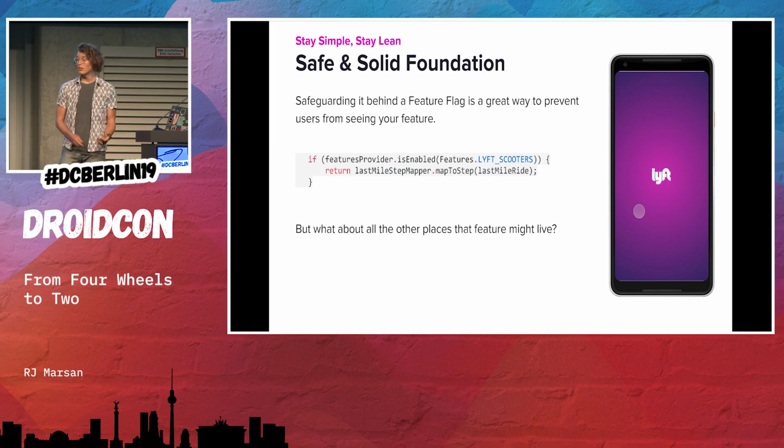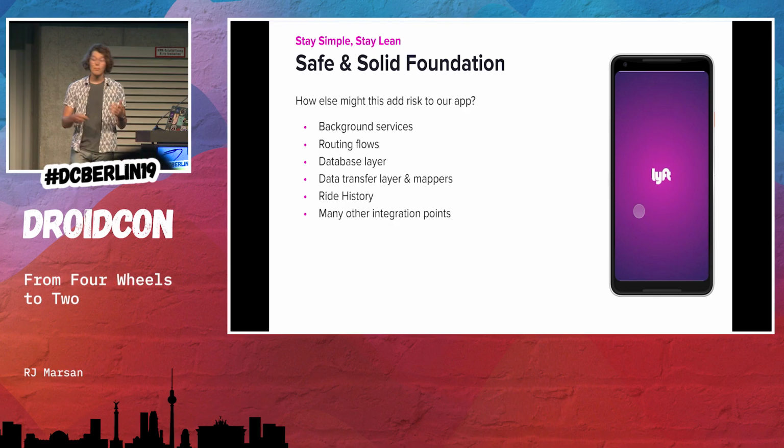These are great. They're going to tell you analytics about your feature. They're going to gate whether or not people can see it. You're going to be able to A/B test and understand behavioral differences as a result of that. But honestly, with a feature of any substantial size, you're going to have code in a lot of other places. Places like background services. Places like routing flows of how you navigate to and from different parts of your app. Your database layer, your data transfer layer.